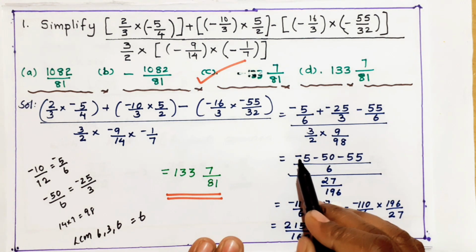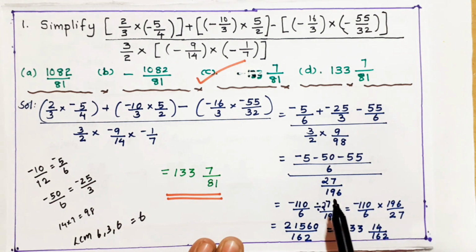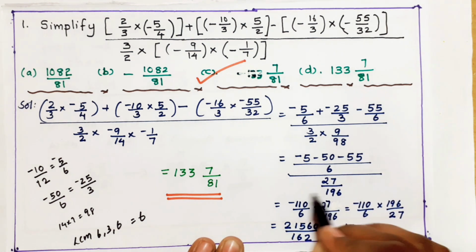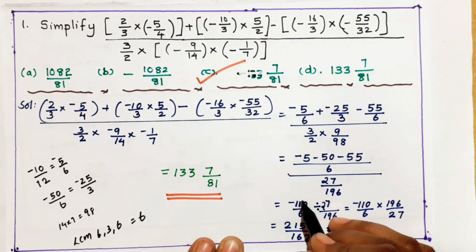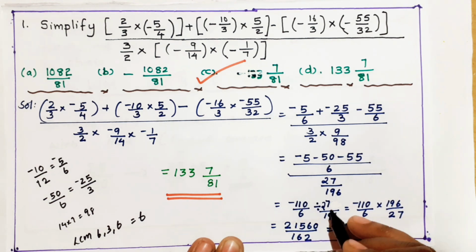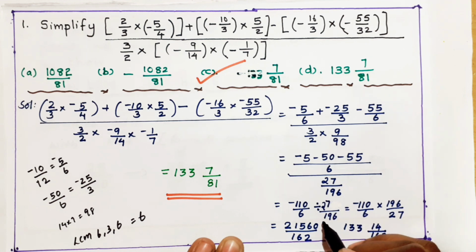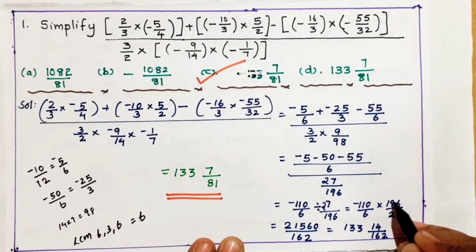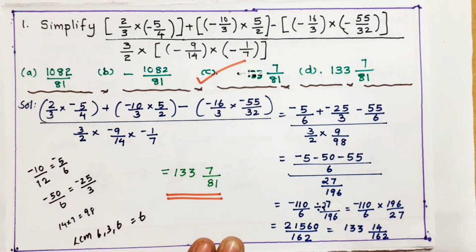If you add minus 5, minus 50, minus 55, it will be equal to minus 110 divided by 6, divided by 27 by 196. So if we want to divide this minus 110 by 6 by 27 by 196, we have to take the reciprocal of this term and multiply. That is minus 110 by 6 into 196 by 27.